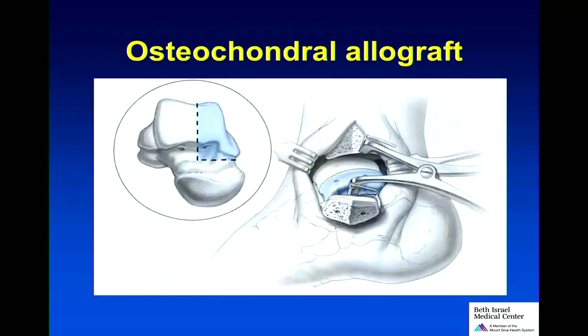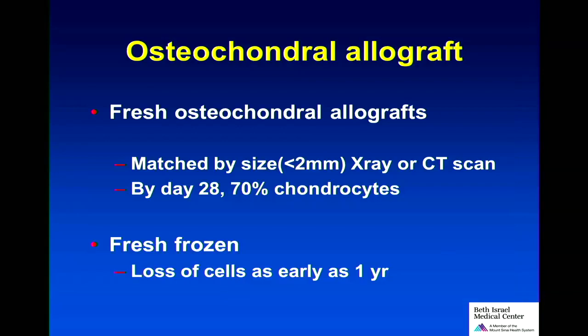So the other alternative is an osteochondral allograft. This is really more of a salvage procedure in these large, massive cystic lesions. The technique is a fresh osteochondral allograft. You want to match this for size, really less than 1 or 2 millimeter difference based on X-ray or CAT scan. It has been shown that 28 days after harvest, 70% of the chondrocytes are still viable. So there is a time issue in terms of implanting this. You really want to try and do that by 4 or 5 weeks.